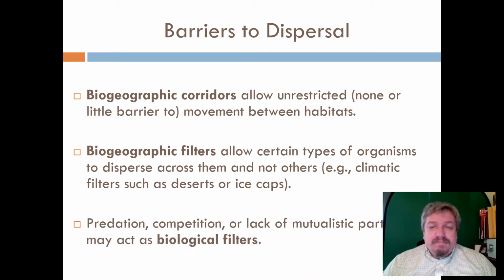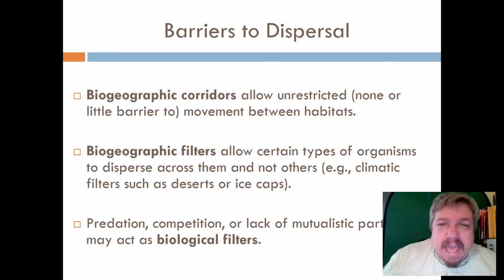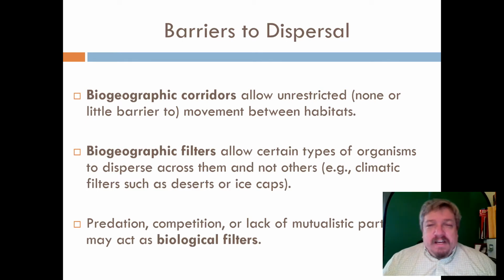And these could be things like predation. Maybe there is an animal that eats the butterflies along the way that doesn't let them get past. Or if they need mutualistic partners like the fish and the anemone, or the hummingbird and the flower, and maybe that one flower doesn't go any farther, that's its limit, right? So those are biological filters as well.